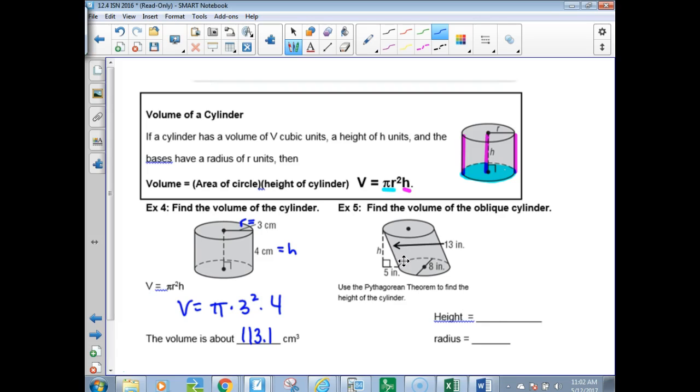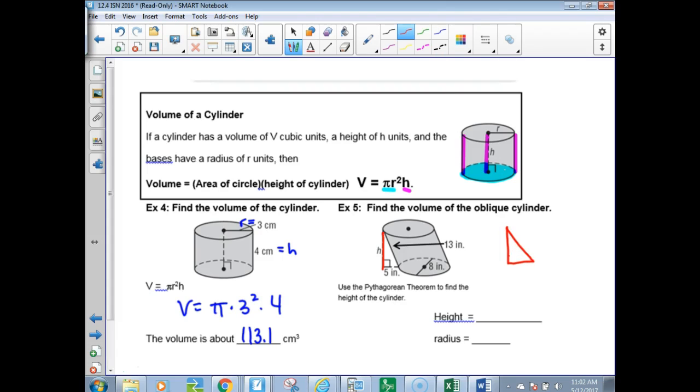Example 5, this is an oblique cylinder. It's tilted, sort of like the Leaning Tower of Pisa. Where you would measure its height would be on the exterior, how tall it is out here. But we've got to figure out the height. It says to use the Pythagorean theorem to find the height of the cylinder. I am going to draw that separately over here.